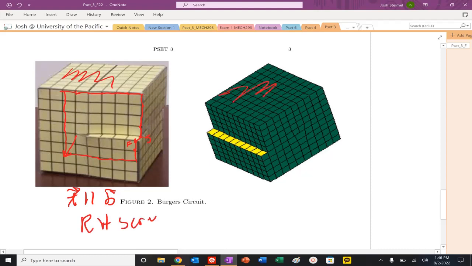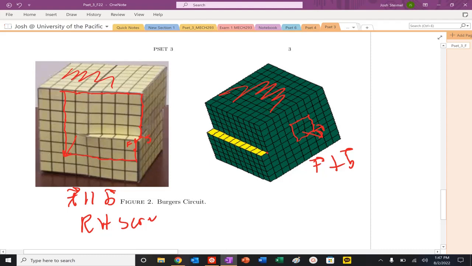What about here? I don't see anything going on here. I do see something coming out here, so I'm going to go out of the board. I'm going to pick a point right here. 1, 2, 3, 1, 2, 3, 1, 2, 3, 1, 2, 3. Tangent, Burgers vector, perpendicular. What does that mean? Screw.